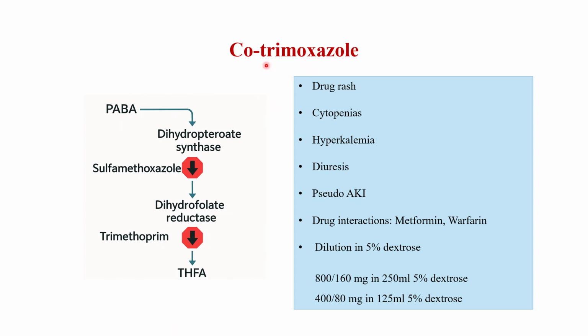Now cotrimoxazole has two components, one is sulfamethoxazole, one is trimethoprim, and cotrimoxazole inhibits the proliferation of cells. Because of its mere mechanism of action, it can actually cause pancytopenia. So patients on cotrimoxazole can develop cytopenias, isolated granulocytopenia, thrombocytopenia, anemia, or pancytopenia. All types of cytopenias are possible.